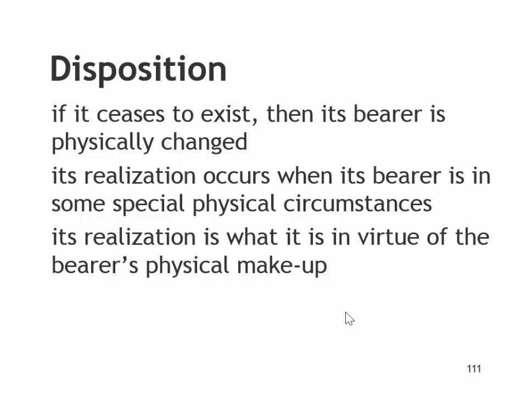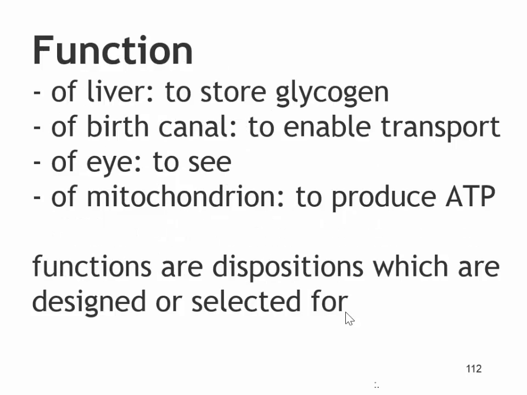And then we have functions. The function of the liver is to store glycogen. The function of the birth canal is to enable transport. The function of the eye is to see. All those functions are dispositions, and they all too may be blocked by another disposition, namely a disease. So dispositions can block each other. Dispositions can be mutually dependent upon each other. So my disposition to experience a certain symptom because I have a certain disease may be blocked by a certain treatment. So the function of John's eye is to see, and the realization of this function is a process which is John seeing.